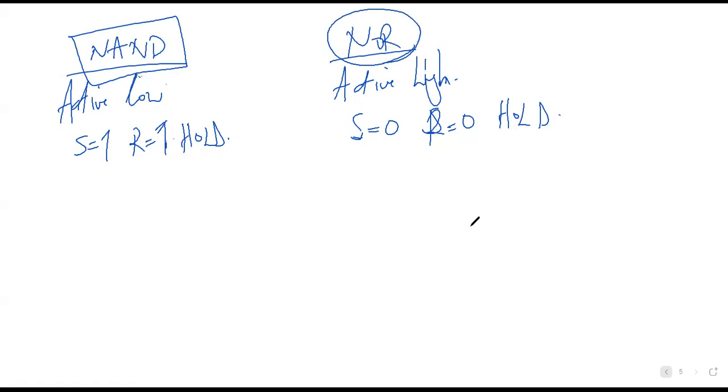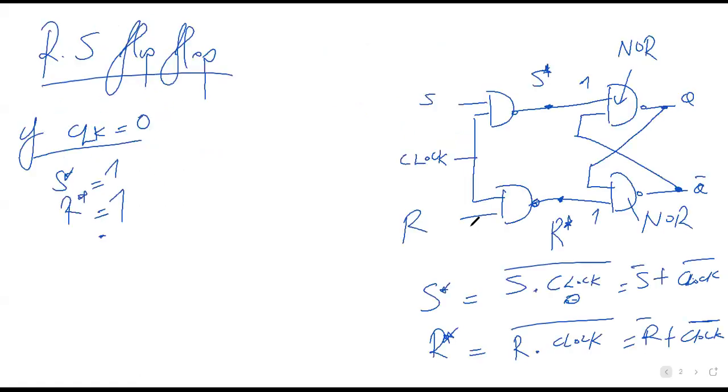So coming back to here, if my S star is equal to 1 and my R star is equal to 1, this is my memory state. It's not my memory state, but it is a memory state.